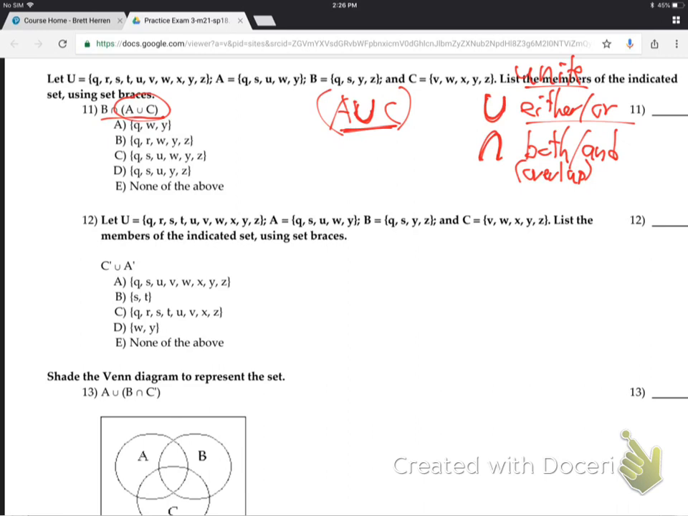So when they go A union C, that means everybody who's in A or, right? Either or. Either A or C. Either one. So who's in A? All these guys. Who's in C? All these guys. So what's that going to be? A or C is going to be Q, S. I'll just write down all of A first. Q, S, U, W, Y. That's all A. And now what can I add from C? V, W. We already got W. X, yeah. Y, already got Y. Z, yeah, add Z. Do you see what I did? I just took all of A, and then I just added the ones from C that I didn't already have. So that's the group that's in either A or C, either one.